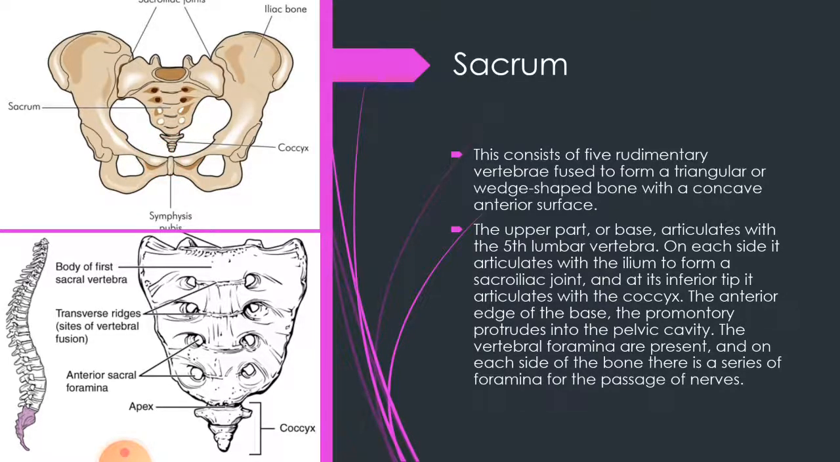Okay. The anterior edge of the base, the promontory, protrudes into the pelvic cavity. This part is called the promontory, and it basically protrudes into the pelvic cavity. The vertebral foramen are present, and on each side of the bone there is a series of foramen for the passage of the nerves. These foramen at the sides allow the passage of very important nerves.